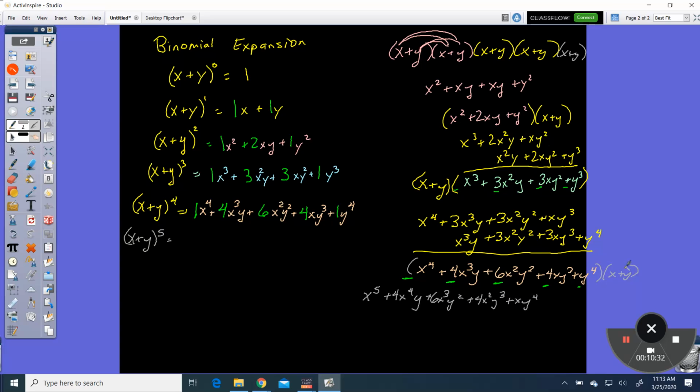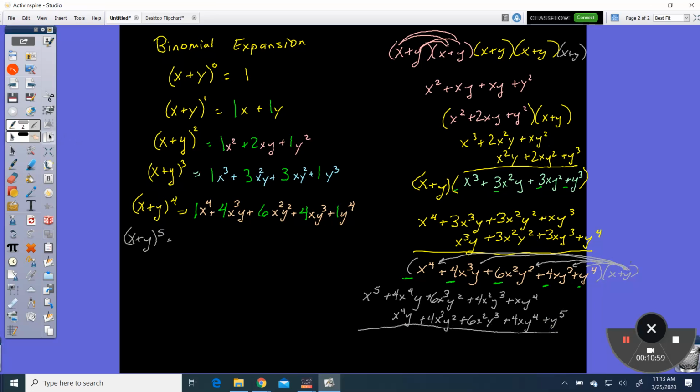Now I'm going to distribute the y to all of those. So y times that is x fourth y. Y times this one is 4x cubed y squared. Now y times this one is plus 6x squared y cubed. Y times this one is 4xy to the fourth. And y times this is y to the fifth.